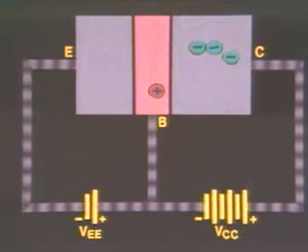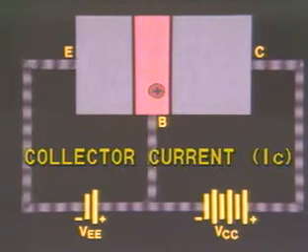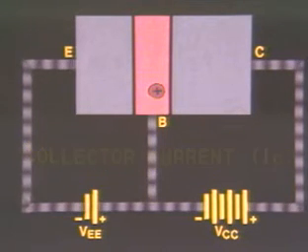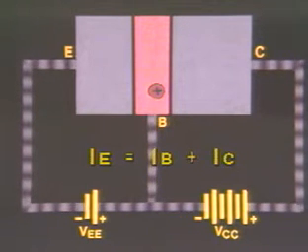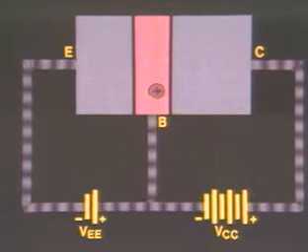The electrons that are swept across the collector-base junction are attracted to the positive side of the power supply, V sub CC. This current is referred to as collector current, or I sub C. The relationship between the collector, base, and emitter currents can be expressed by the equation I sub E equals I sub B plus I sub C. In other words, the sum of the collector and base current always equals the emitter current.